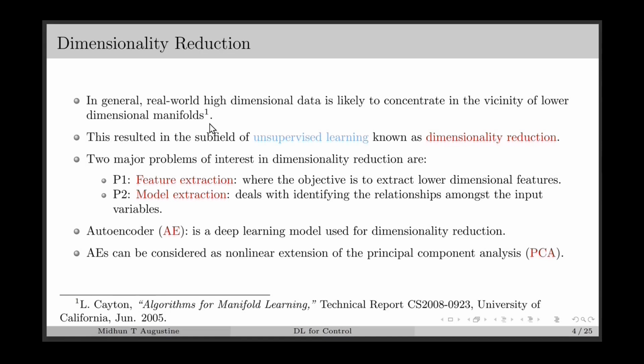Two of the major problems in dimensionality reduction are feature extraction, in which the objective is to extract lower dimensional features from the high dimensional dataset, and model extraction, which deals with identifying the relationships amongst the variables in the dataset. Autoencoder is a deep learning model which is commonly used for dimensionality reduction. It can be considered as a nonlinear extension of the principal component analysis or PCA.